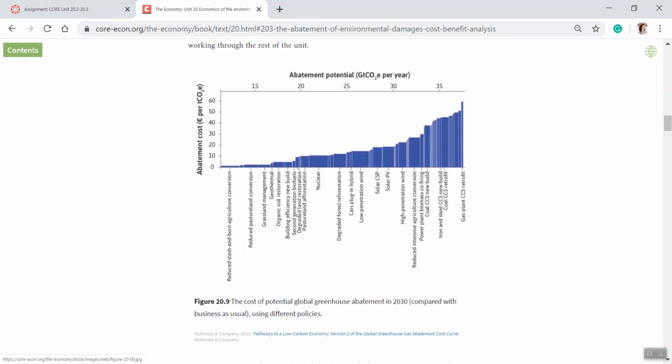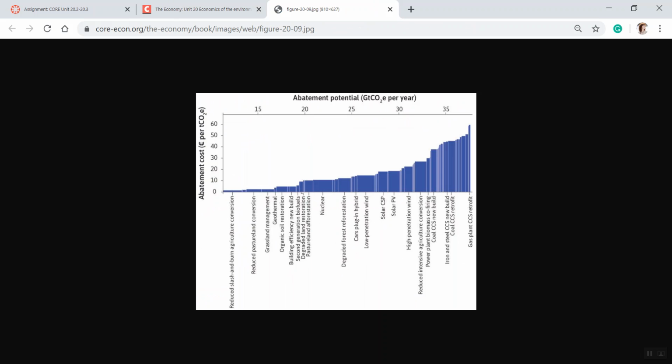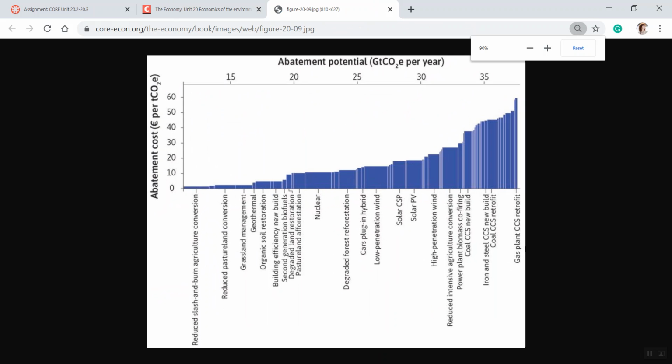So we go down here, and if you click on the figure, you can actually just isolate it, and you can even make it bigger if you need to see it bigger. Okay, and what's great about this is the size here is showing how much. So what we're looking at is the abatement potential, okay? How much CO2 can we actually take out of the atmosphere?